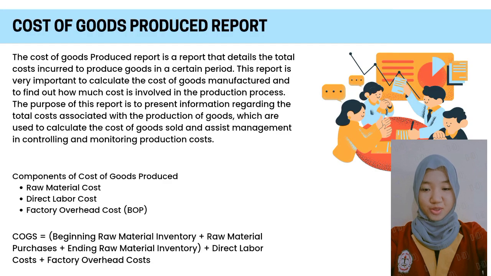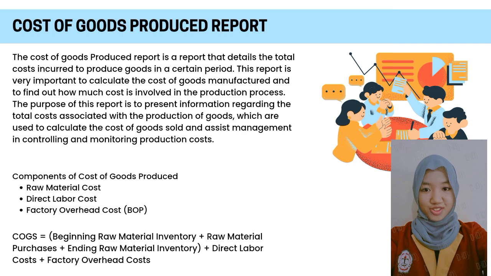The Cost of Goods Produced Report is a report that details the total costs incurred to produce goods in a certain period. This report is very important to calculate the cost of goods manufactured and to find out how much cost is involved in the production process. The purpose of this report is to present information regarding the total costs associated with the production of goods, which are used to calculate the cost of goods sold and assist management in controlling and monitoring production costs.